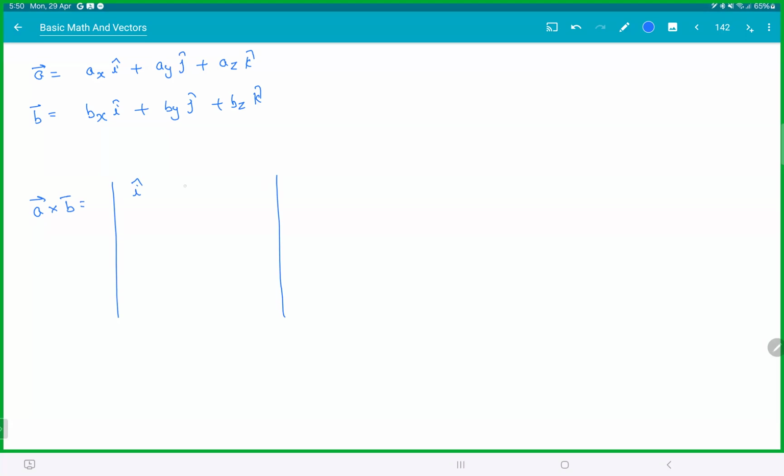This is called a 3 into 3 determinant. So in the first line, you'll have i j k. Second line, you'll have ax, ay, az, the coefficients of i j k. The third line, so if you have a in the second, then b will come in the last. So how to solve this? First, let's start with something simple. If you have a 2 into 2 determinant, this is called a 2 into 2 matrix or determinant.